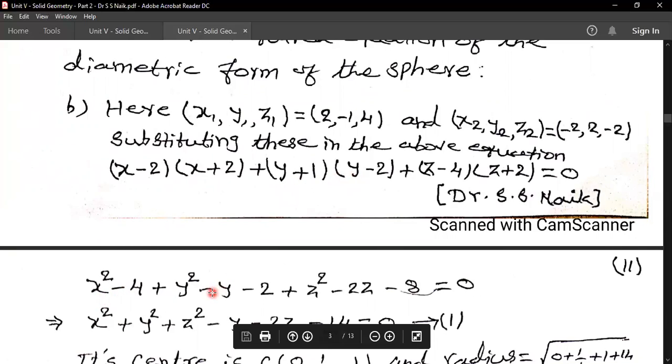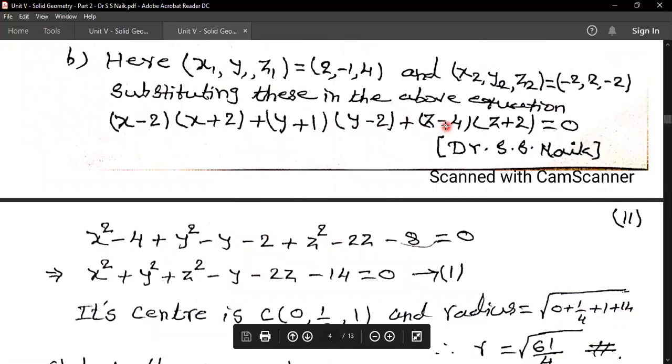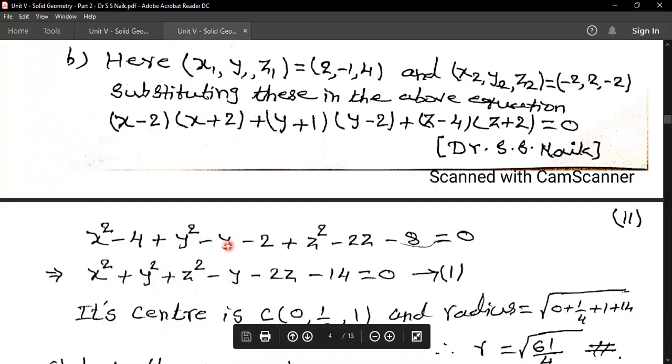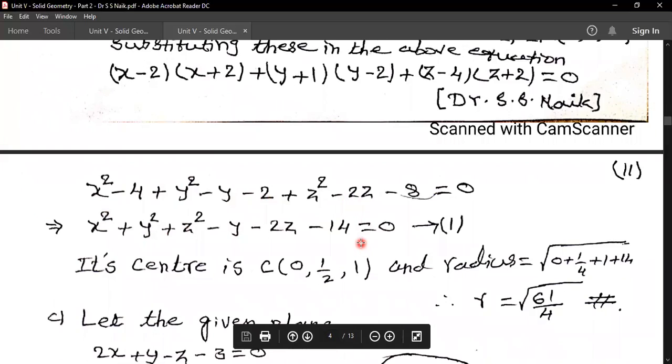Then y into y is y square. Then minus 2y plus y is minus y, and minus 2 into 1 equals minus 2. Then z into z is z square. Then minus 4z plus 2z is minus 2z, and minus 4 into 2, that's a multiplication, is equal to minus 8, equal to 0. So this becomes x square plus y square plus z square minus y minus 2z minus 14 is equal to 0. This becomes the equation of a sphere having the diametric form at the 2 points.